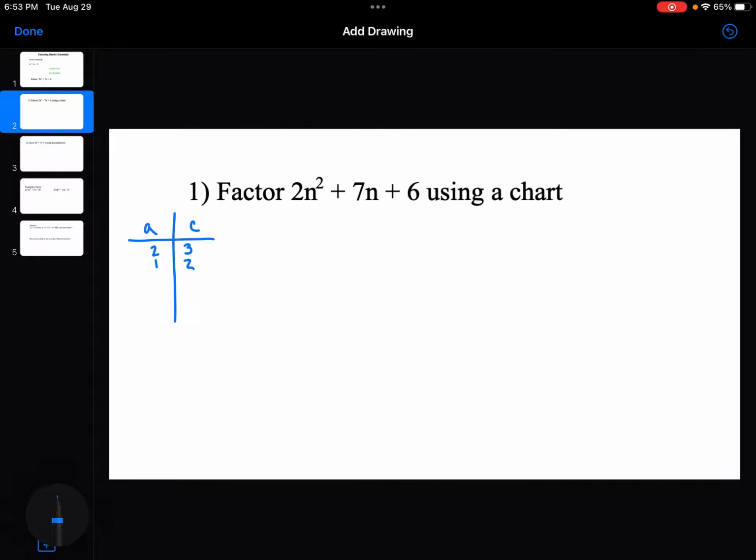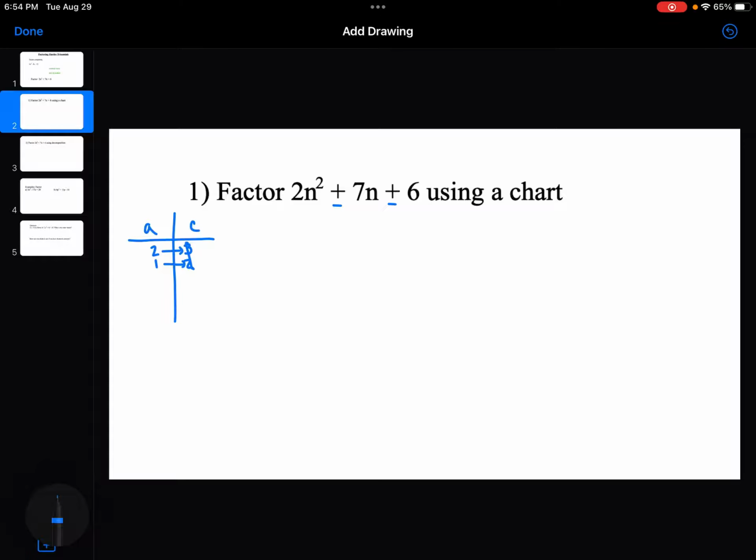So now what we need to do is a little bit of mental math in our head. If I were to work across here, I know that both of my signs are going to be positive because I'm multiplying to +6 and adding to +7. So I'm going to be adding together my answers. If I did 2 times 3, I would get 6. 1 times 2 is 2. That's going to add to 8. So that's not going to work.